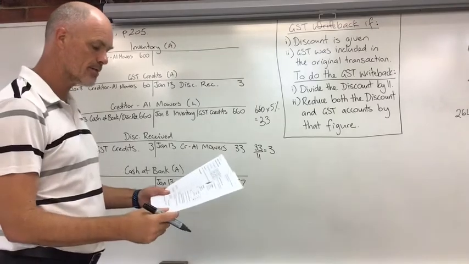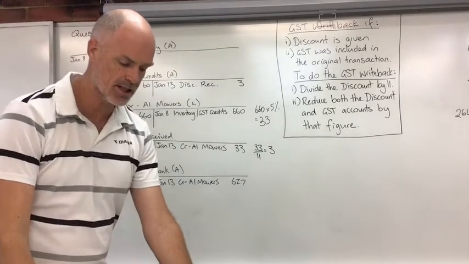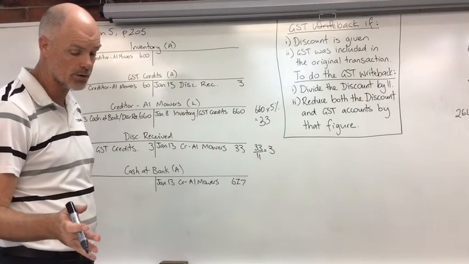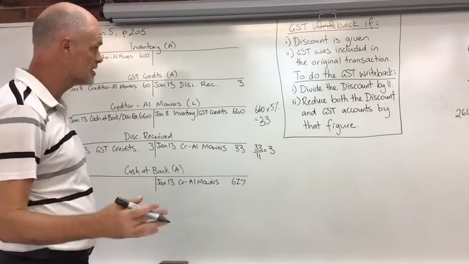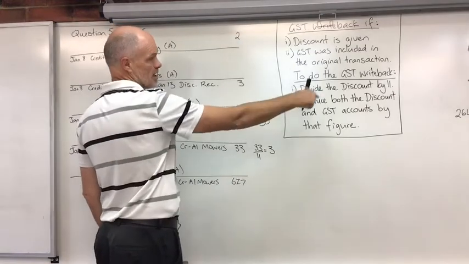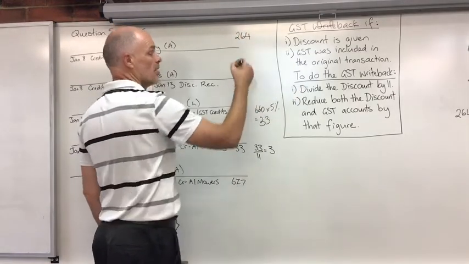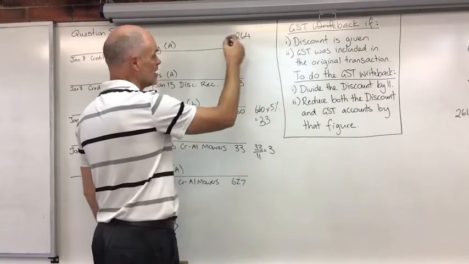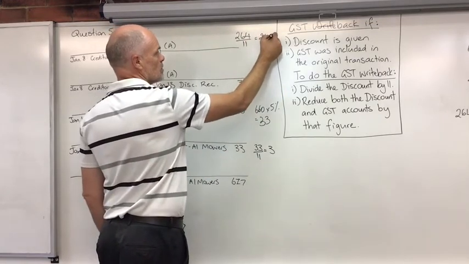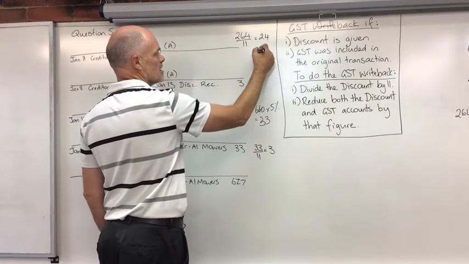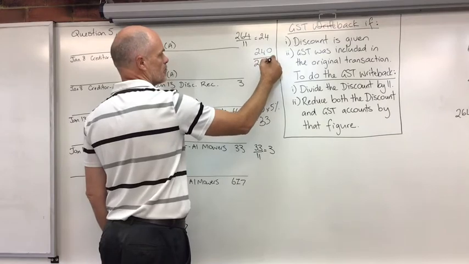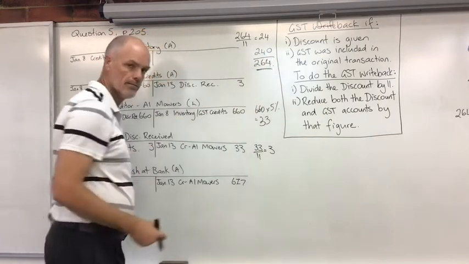So we then move on to the next transaction, which says purchased inventory for cash for $264, which includes the GST. So if you remember, and we've just done it here anyway, to find the GST component of a figure that includes GST, we must divide it by 11. So in that case, that's $24, which means that the item amount was $240, because then those two added up equals the $264 that we're paying.